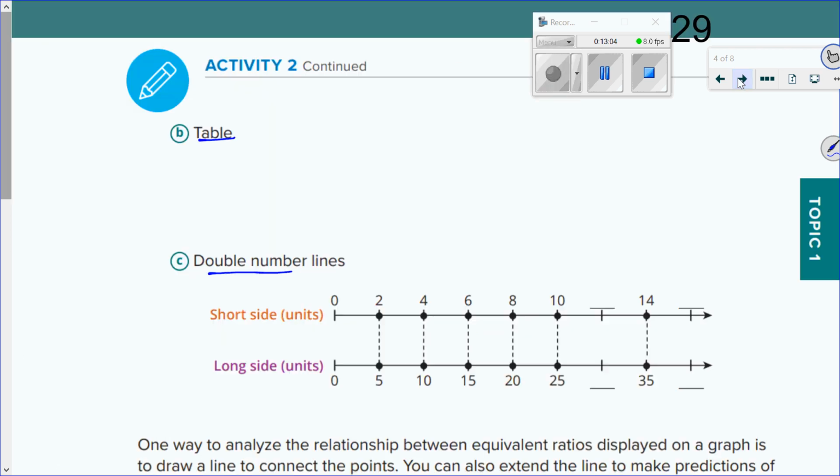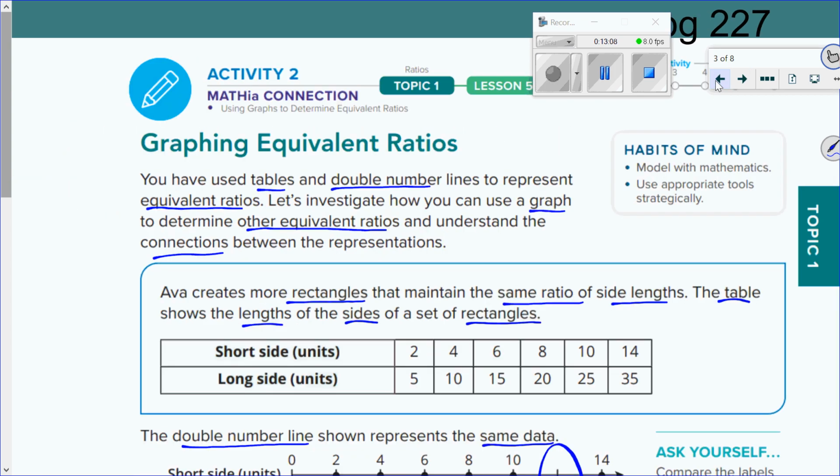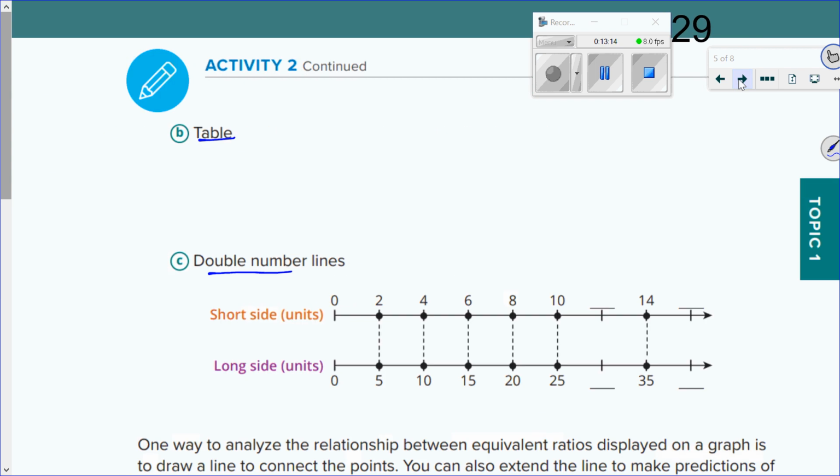Okay, going to the next one. The table. So I gave you guys the hint of going back to here. You can see the table is set up short side, long side. So we do the same thing. Short side, long side.